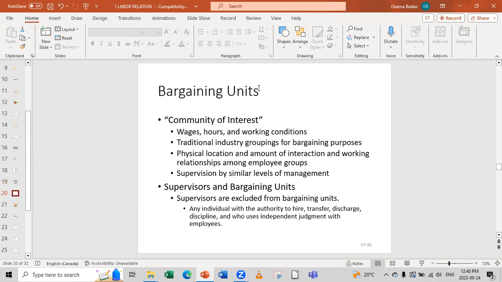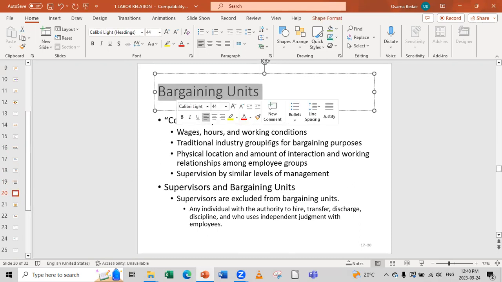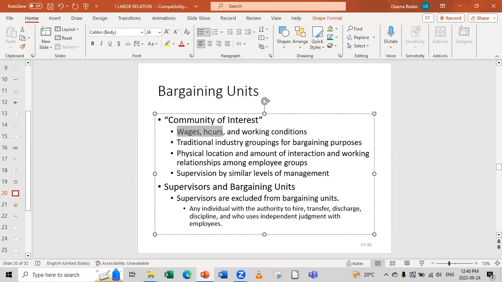So what about the bargaining units in the unions? It's about wages, hours, and working conditions, traditional industry grouping for bargaining purposes, physical locations, and the amount of interaction and working relationships among employee groups, between the workers, and supervision by a similar level of management.